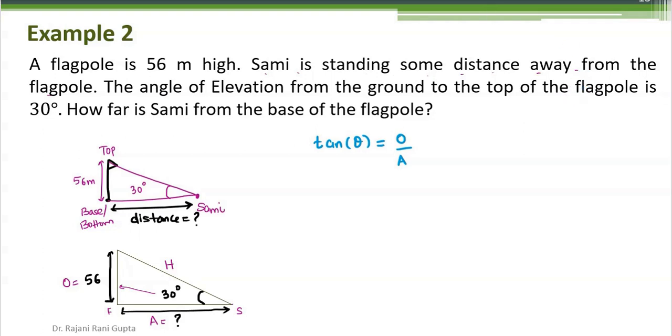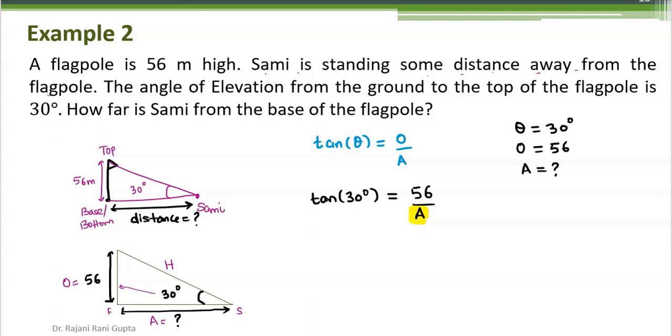Now substituting the values, we know the angle is 30 degree. The measure of the opposite side is given as 56, but the adjacent side we don't know. So let's write it down here: tan of 30 degree equals opposite side, which is 56, over the adjacent side, or we can simply write A. Now we need to find the value of A.